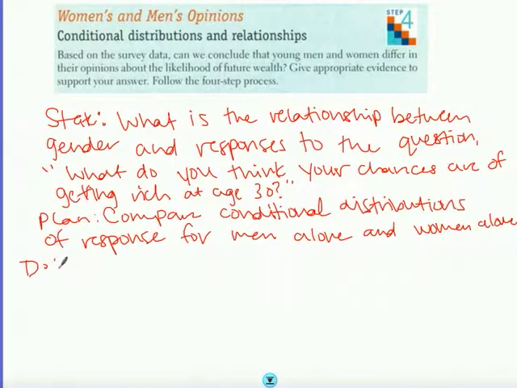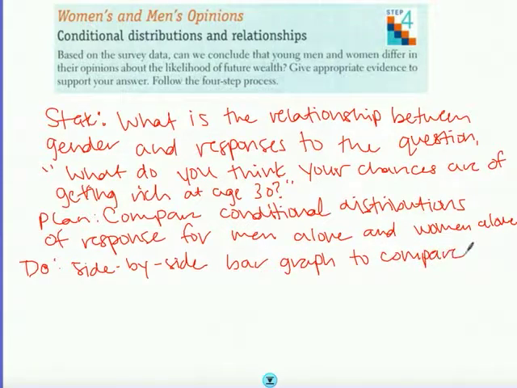All right, do. And so to do this problem, you're going to make a side-by-side bar graph to compare the opinions of males and females.